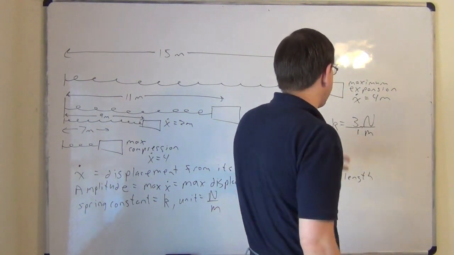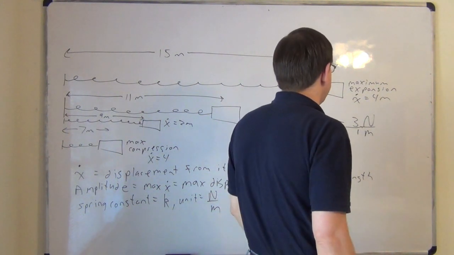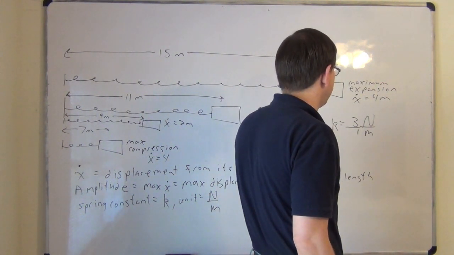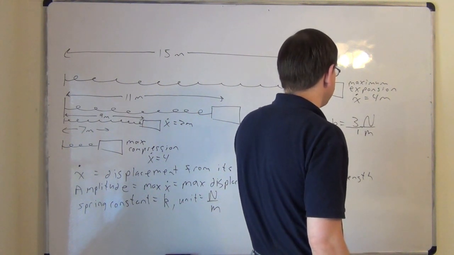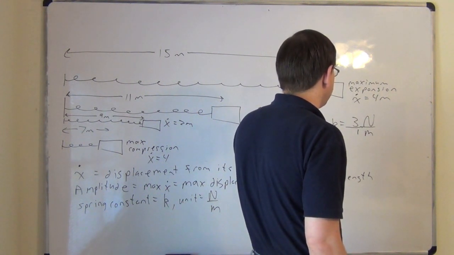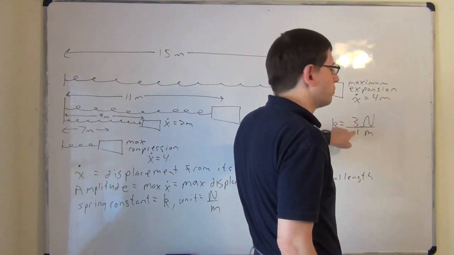Okay. Does that mean we're actually compressing it by 1 meter? No. It's just hypothetical. How much force would it take to compress it 2 meters? 6. 6 newtons. And how much force would it take to compress it 3 meters? 9. 9 newtons. So that gives us a feel for what the K tells us.